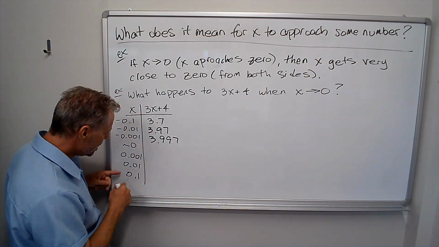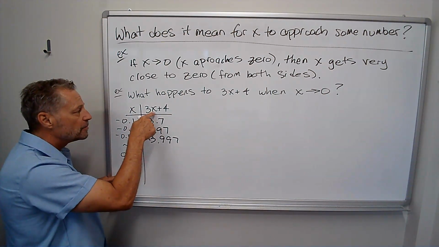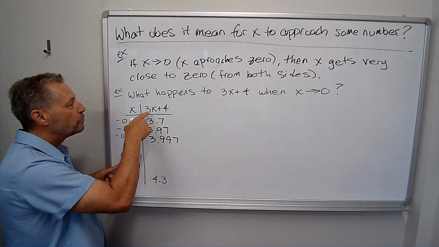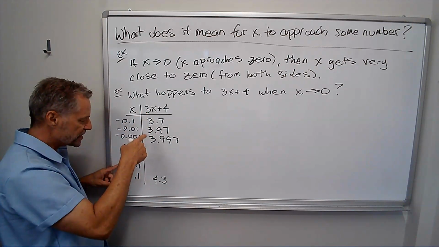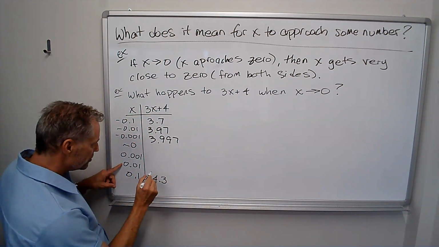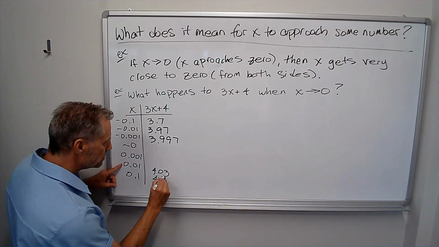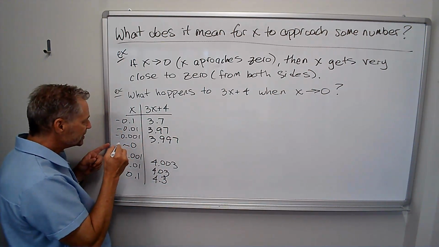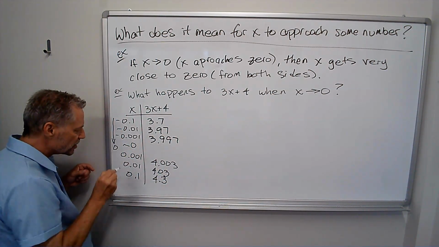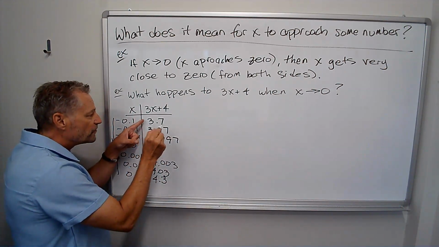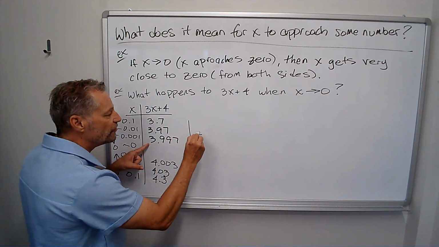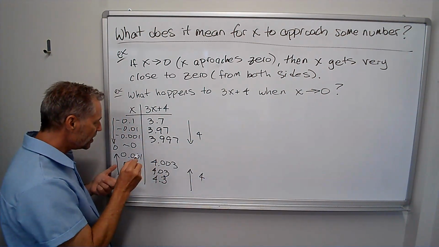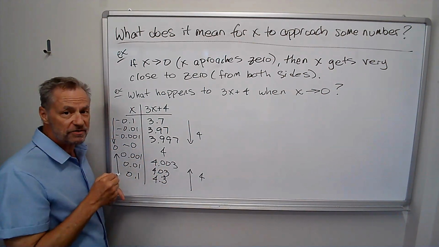Coming from the bottom up, if I plug in 0.1, I've got 0.1 times 3 is 0.3, so 4.3. Then 0.03, so 4.03. And then 4.003, getting really close to 4. Notice, as this is getting close to 0, from this direction I'm getting really close to 4, and coming up this way, I'm getting really close to 4 as well. So as I approach 0, I'm approaching 4.